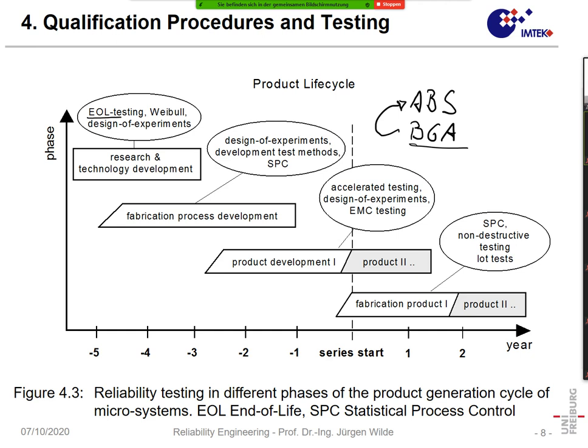You cannot say we test for 1,000 hours or 3,000 hours or 1,000 cycles, but you test until you get failures. And you get sufficient failures in order to do statistics like Weibull distribution. Okay, when you have enough information and you know it is reliable enough, you can go into fabrication processes.